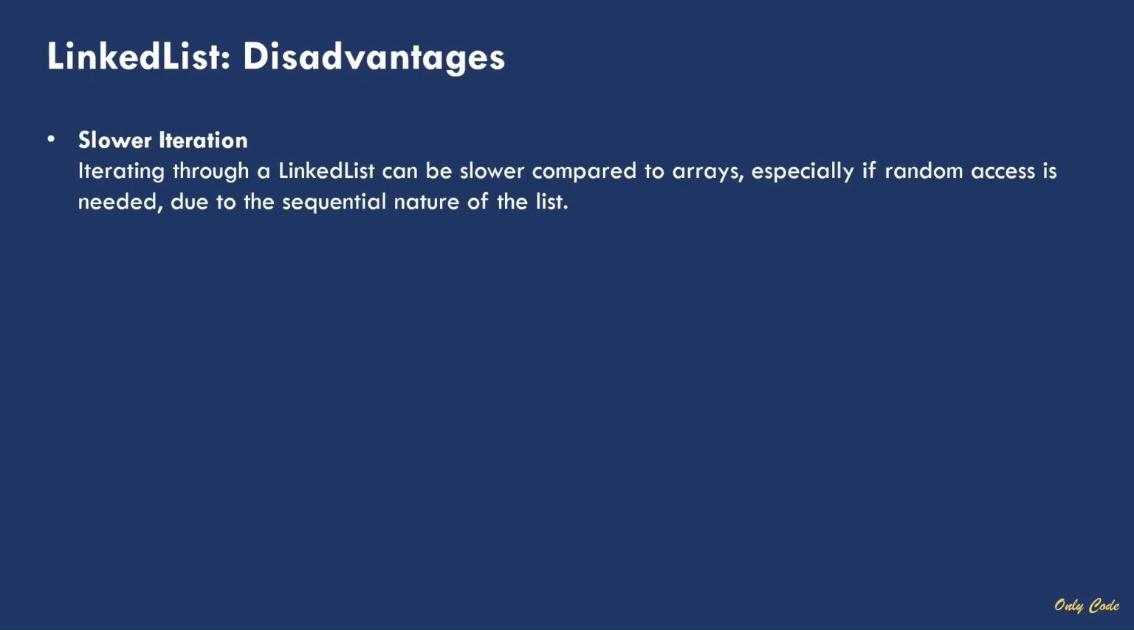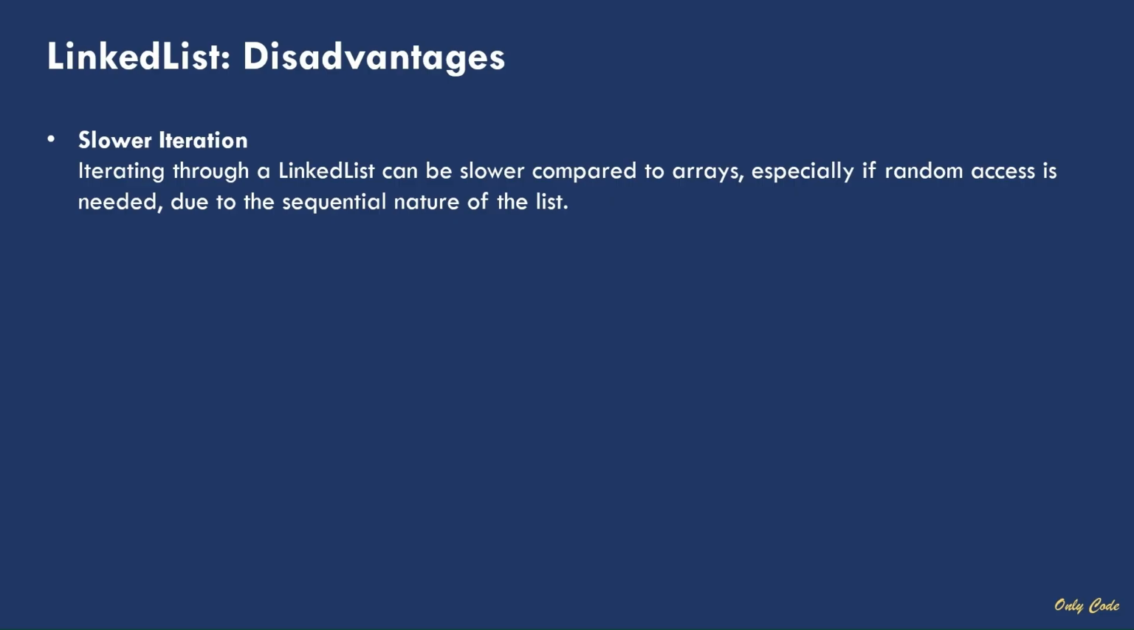While linked lists offer some great advantages, they also come with a few notable disadvantages that you should keep in mind. Slower iteration. Linked lists are not optimized for random access. If you want to access element at a specific index, the list has to be traversed from head or tail, which makes iteration slower compared to arrays that support direct indexing.